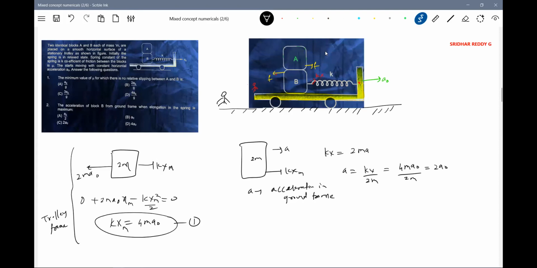Now, what about option one? Okay, now we'll go for question one. Who will accelerate block A? The friction only. F equal to ma. What is a equal to? 2a naught. The minimum value of mu for this one: what is the condition for F to be static? So this will become mu mg equal to m times 2a naught. So therefore mu equals 2a naught by g. The question is very beautiful, until the student has to break up this problem.